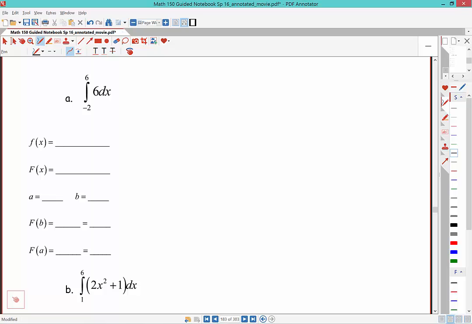So here, let's identify what we have. Our function that we're dealing with is just 6. Do you see that? And our a is negative 2 and our b is 6. So when we find an antiderivative here, what do we get? Good. This is going to be 6x, right? So our antiderivative we found to be 6x. And we're evaluating this from x equals negative 2 to x equals 6.